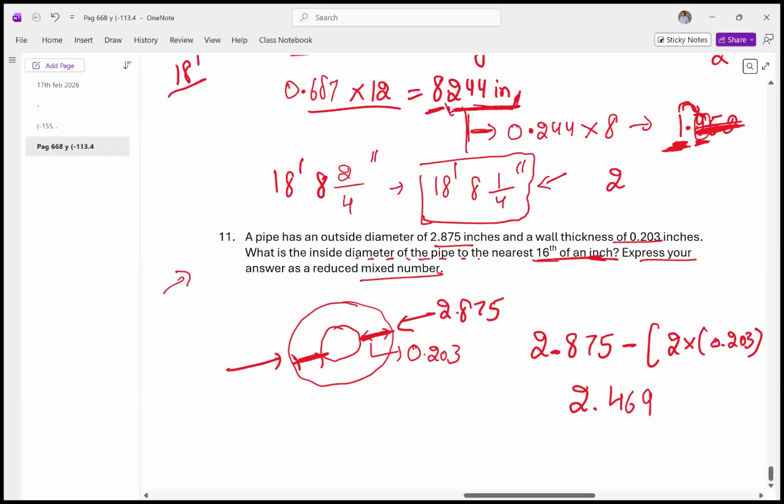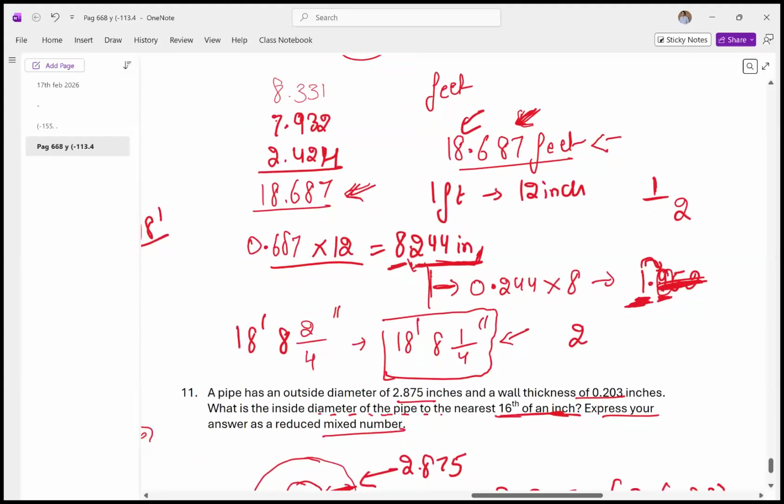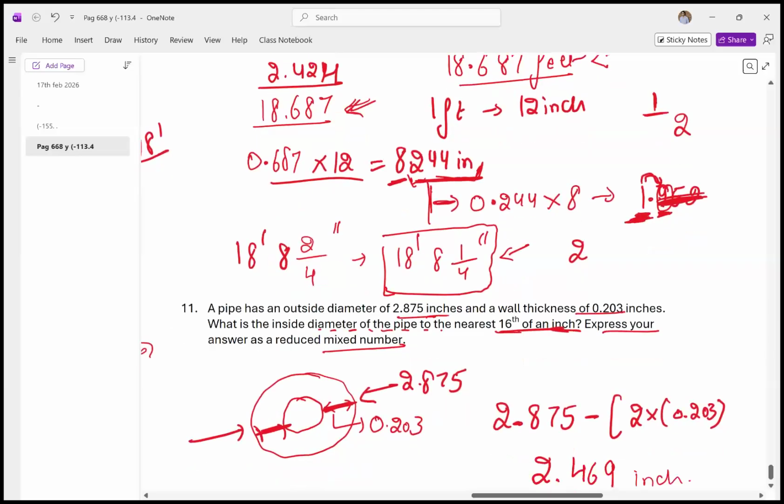2.469. That is the answer I got in inches. Let me just quickly look at it one more time. 2.875 minus, start the bracket, 2 times 0.203. Yeah, that is approximately the answer we are going to get. So where is it, this is the 875. I've taken the right numbers, 0.203.